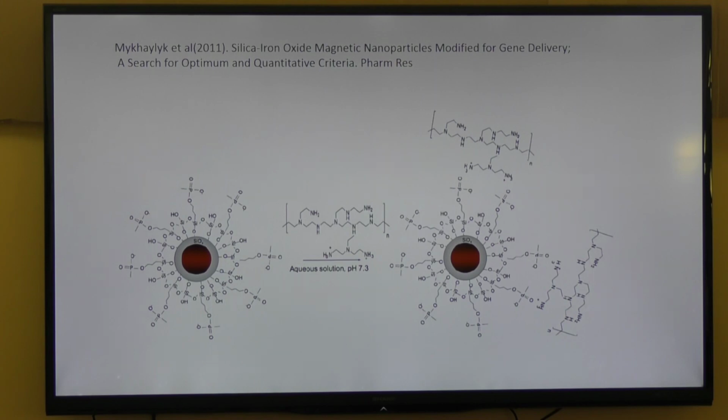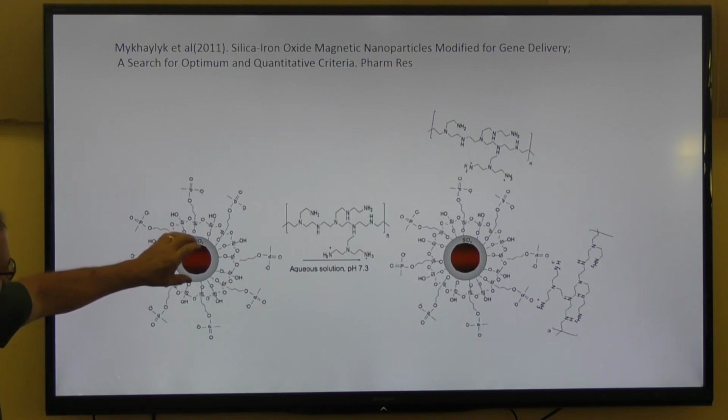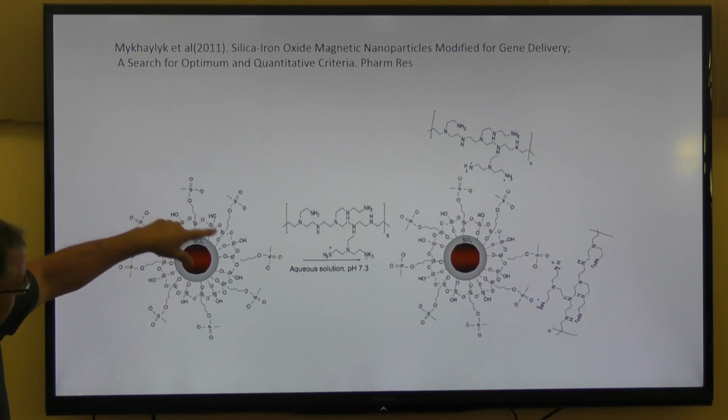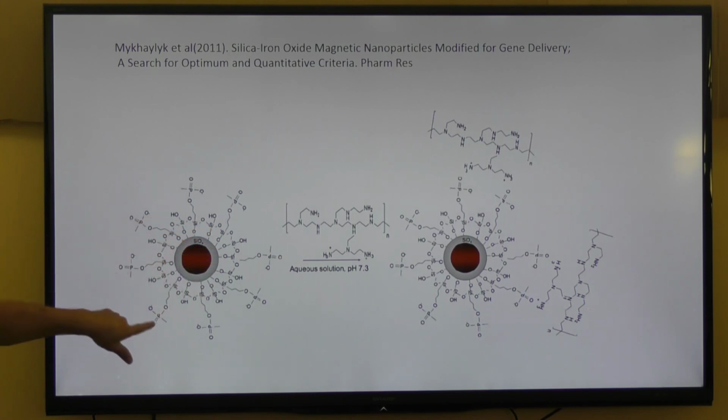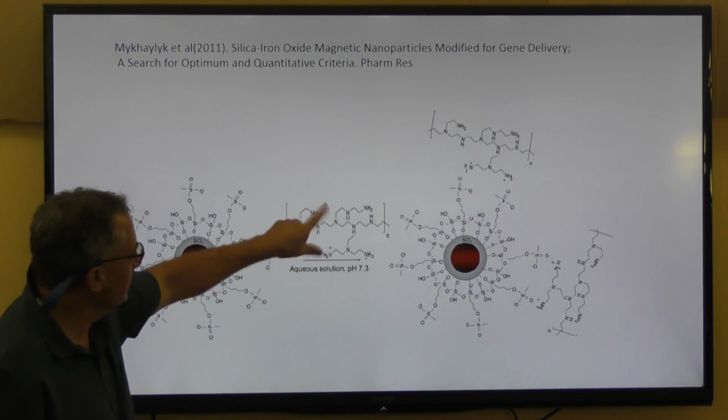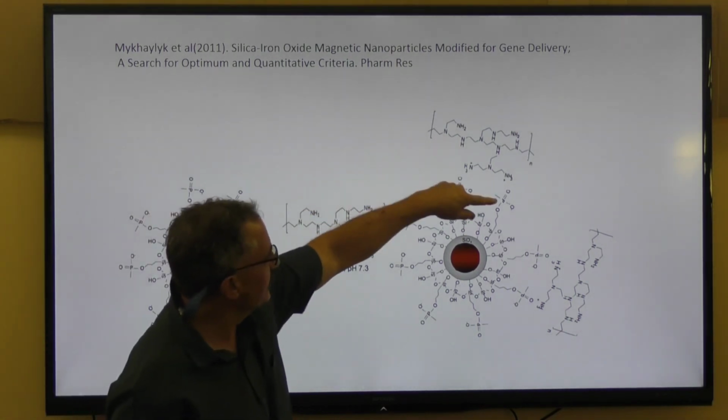Okay, this one's a really complicated one, but again, somebody made this and they're trying to sell it. It's a little different structure. Here they have the iron oxide core, then the quartz, so here's the tetrahedra. Then they have phosphate tetrahedra on the outside of those silicate tetrahedra, and they're attaching this very complicated hydrocarbon to those phosphates.